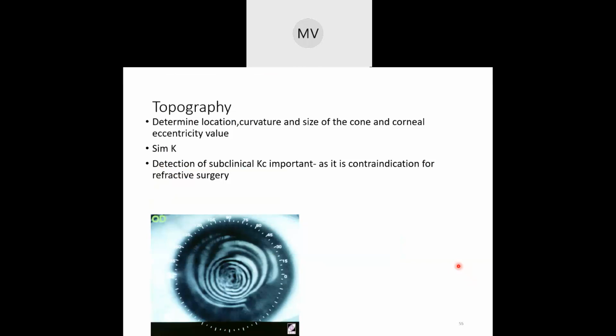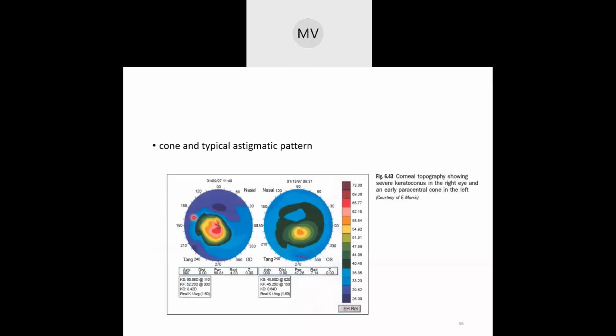Then while performing topography, determine the location, curvature and size of the cone and the corneal eccentricity value. SIMK is taken. Detection of subclinical keratoconus is important as it is a contraindication for refractive surgery. So while performing topography for any other procedure too, we need to screen the patient for keratoconus because subclinical keratoconus won't show much of a sign, but those patients are strictly contraindicated for refractive surgery.